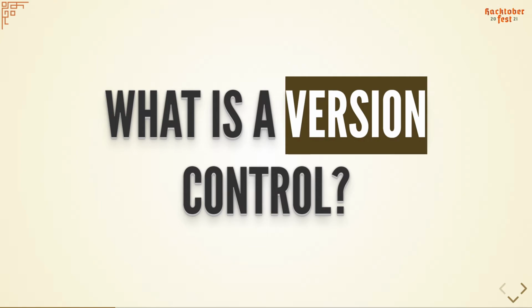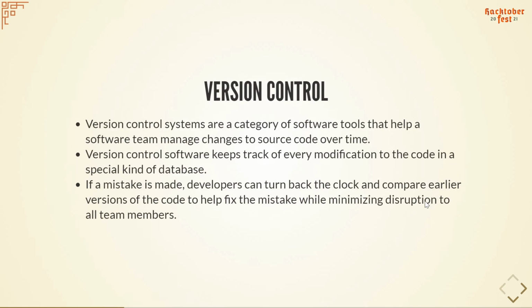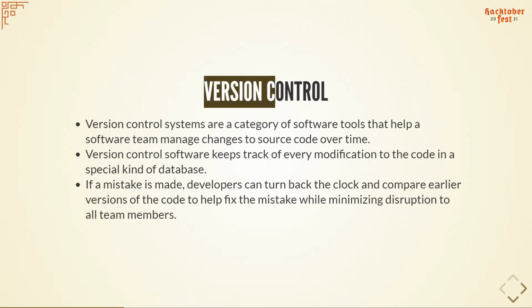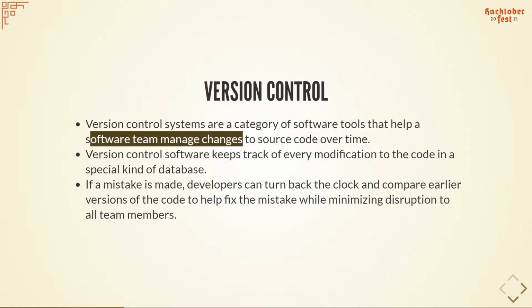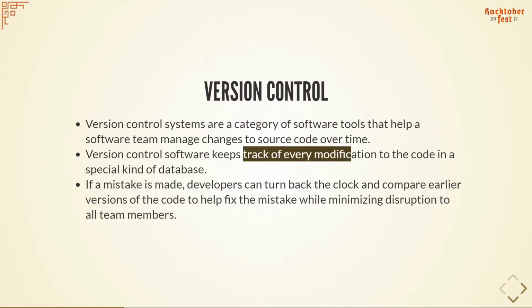And now let me tell you what is a version control system. As the name suggests, a version control system is nothing but a software that helps a software team to manage changes to the source code over time. Very, very simple definition. A version control tool helps you as an individual developer or as a team to keep track of every single modification done to the code. So it keeps track of everything: what changes were made by whom and when. And that's everything you would need to know if you're working in a team.